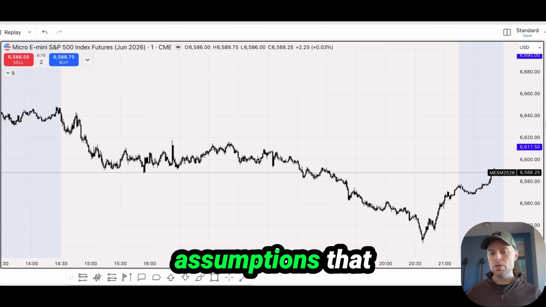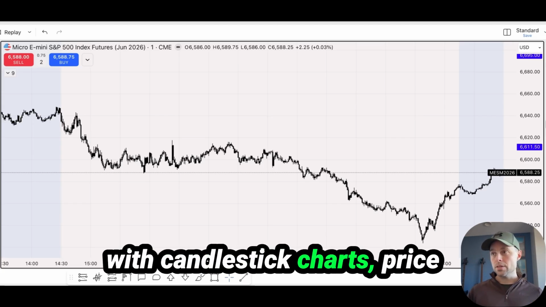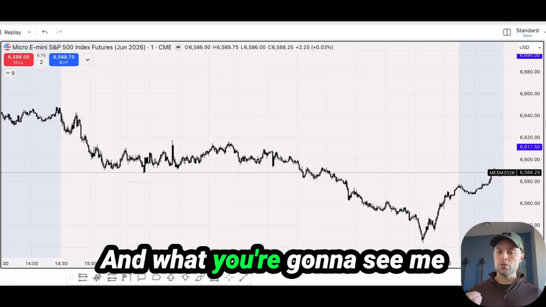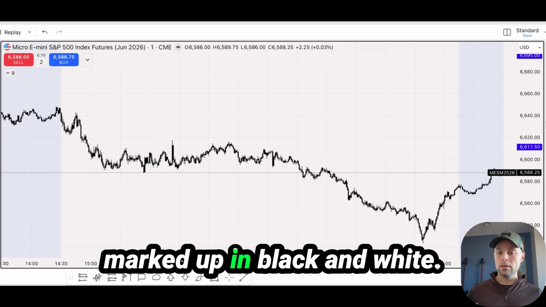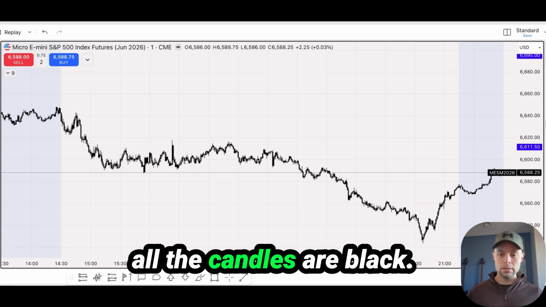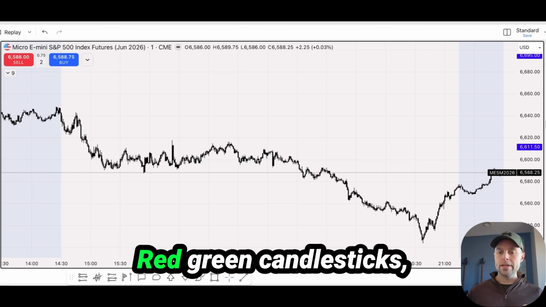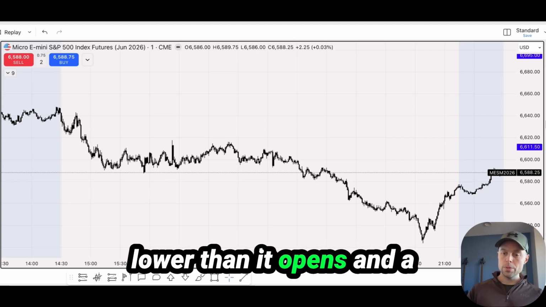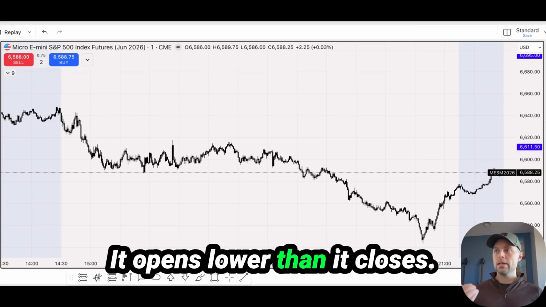There's a couple of assumptions that I'm going to make. One is that you are familiar with candlestick charts, price charts, these classic Japanese candlesticks. And what you're going to see me doing is I have these charts marked up in black and white. That means the canvas, the background is white, and all the candles are black. I do this because the classic red-green candlesticks, where a red is one that closes lower than it opens, and a green one, vice versa, it opens lower than it closes.